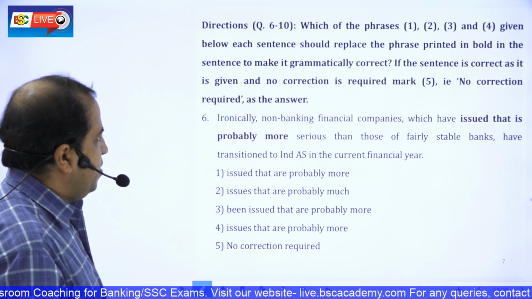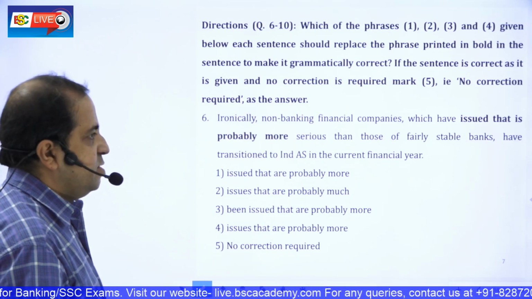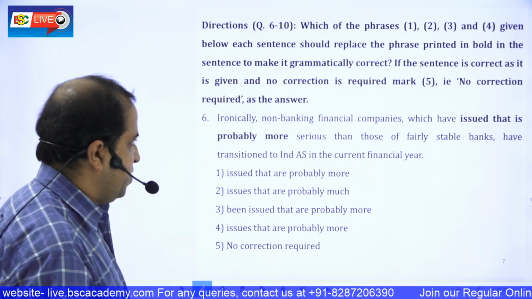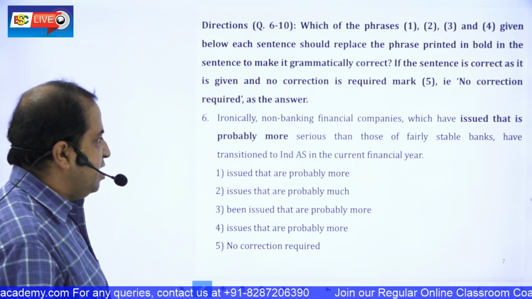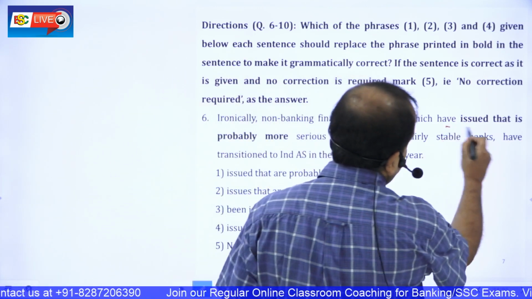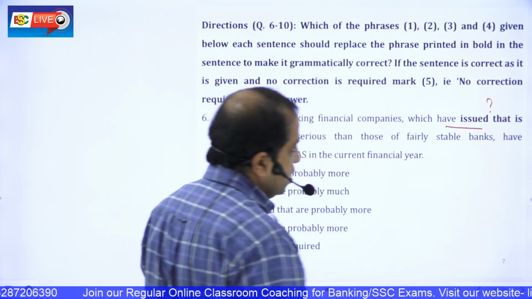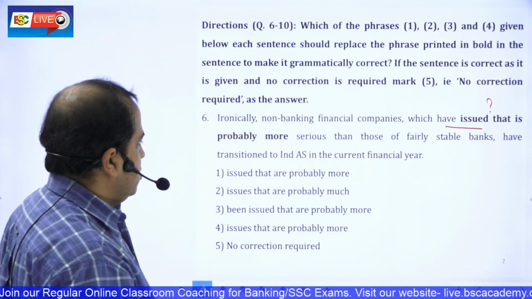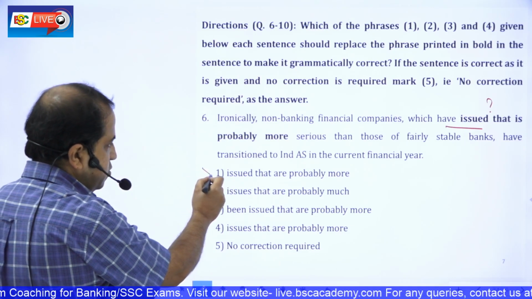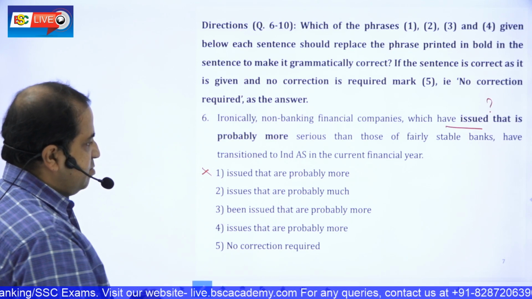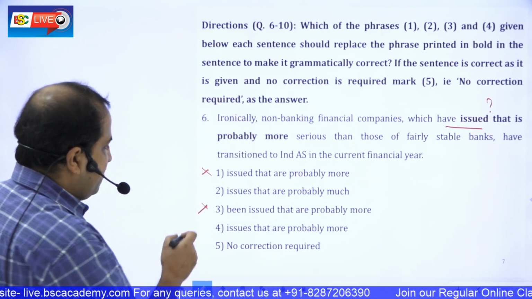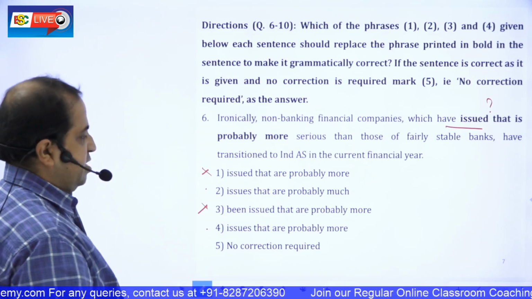Ironically, non-banking financial companies which have issued that is probably more serious than those of fairly stable banks have transitioned to Ind AS in the current financial years. Which have issued what? कुछ तो गड़बड़ है यहाँ पे. So let us see यहाँ पे क्या है. यहाँ which have issued, again यहाँ भी कुछ नहीं मिल रहा है. इसका तो कोई object होगा. Object नहीं मिल रहा है. So this goes away. Have been issued से भी काम नहीं चलता है. So which have issues, yes.